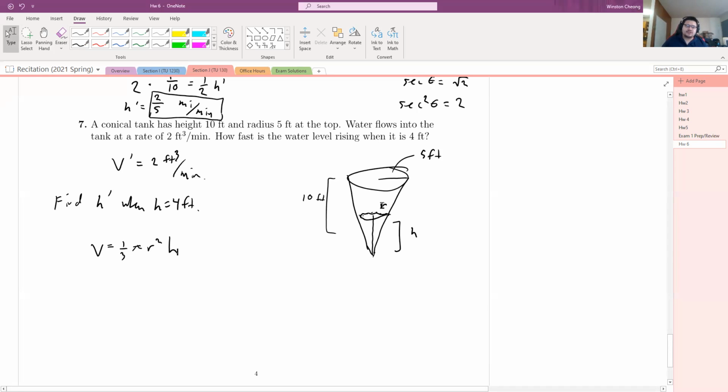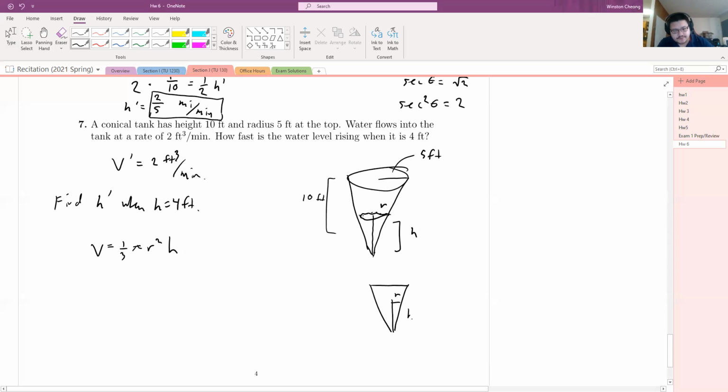In this situation, there is a dependency between R and H. There's actually a formula that relates the two things, and you can use that to simplify this expression. Okay, and this all comes down to similar triangles. So I'm going to draw the flat picture of this. Let's take a look at what we get.